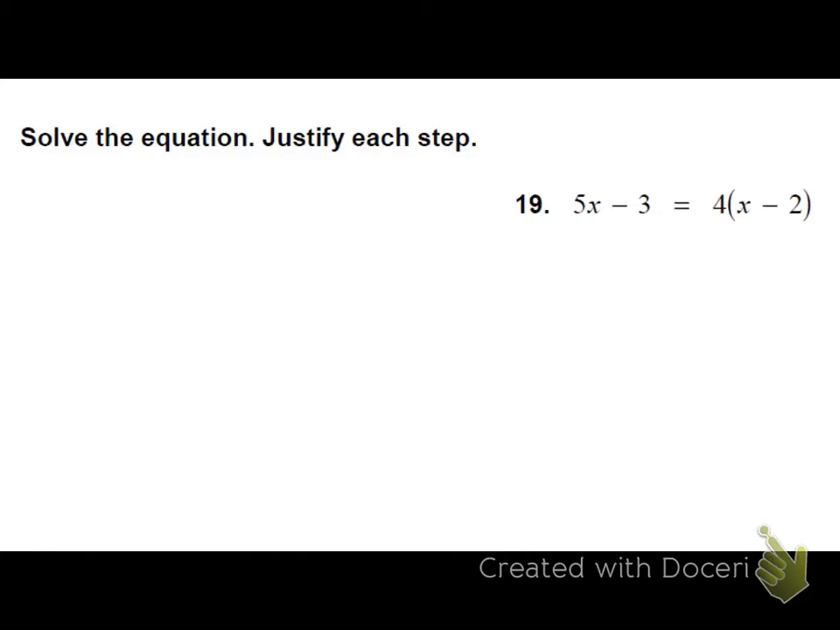So you should have distributed, and then you should have subtracted, and then added, the addition property of equality. You don't need the division property of equality. You don't have to have it, because you would have 5x and 4x. Subtract it, it's 1x. You don't have to divide by 1. You can if you want to. You're a little extra.